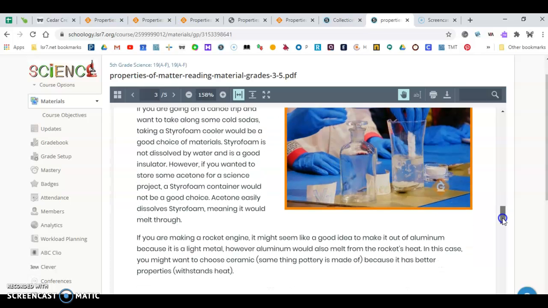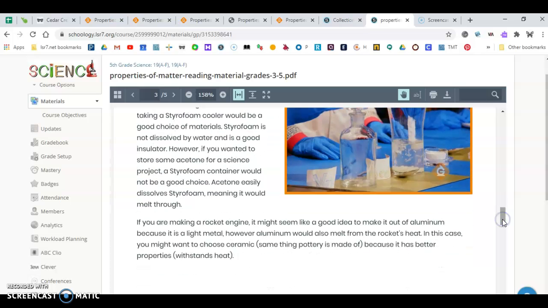If you are making a rocket engine, it might seem like a good idea to make it out of aluminum because it is a light metal. However, aluminum would also melt from the rocket's heat. In this case, you want to choose ceramic, something pottery is made of, because it has better properties and withstands heat.